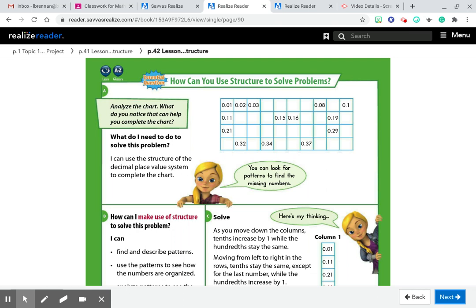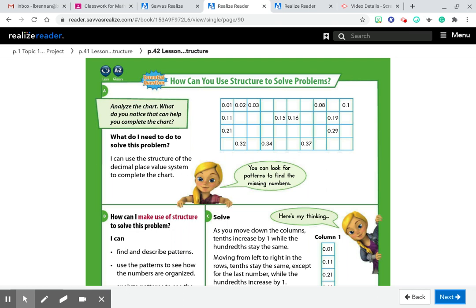So analyze the chart. What do you notice that can help you complete the chart? Okay, so here's the number chart. What do I notice about the chart? What do I need to solve the problem? Can I use the structure of the decimal place value system to complete the chart? And of course I can. So what do I notice about the chart? How is it organized? I can go by columns and rows, look at it however I want. I notice there's a lot of missing values, and I'm going to have to fill them in.